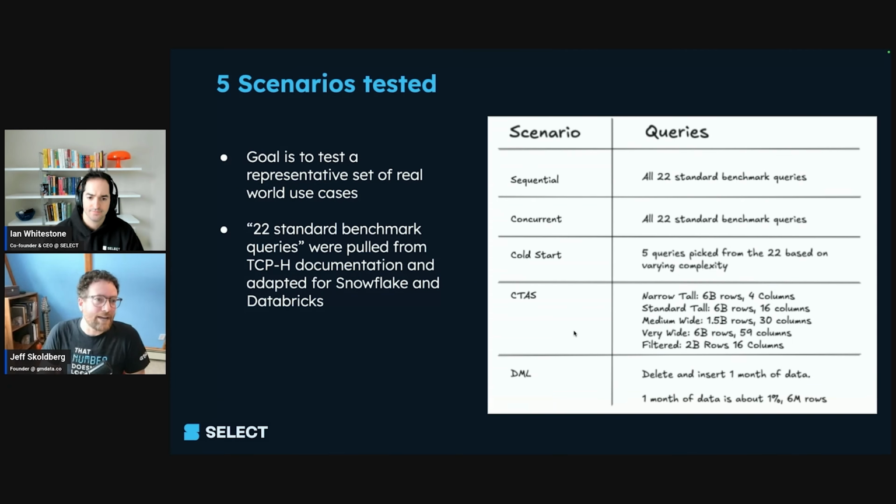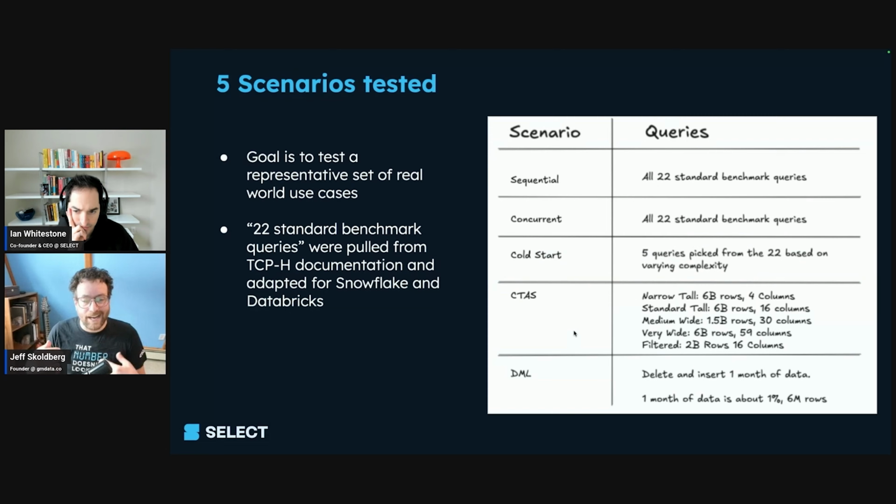But we tested 5 scenarios. The goal of this entire project is to give a representative set of real world use cases. So we came up with 5 scenarios. There are 22 standard benchmark queries that already pre-existed. It comes with the TPC-H documentation, and there's a little repository that it links out to that has, hey, here's our standard queries, and they are all select queries.